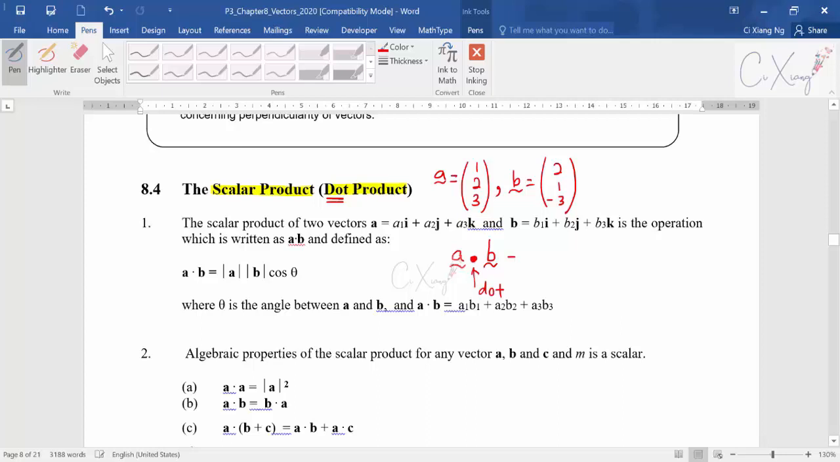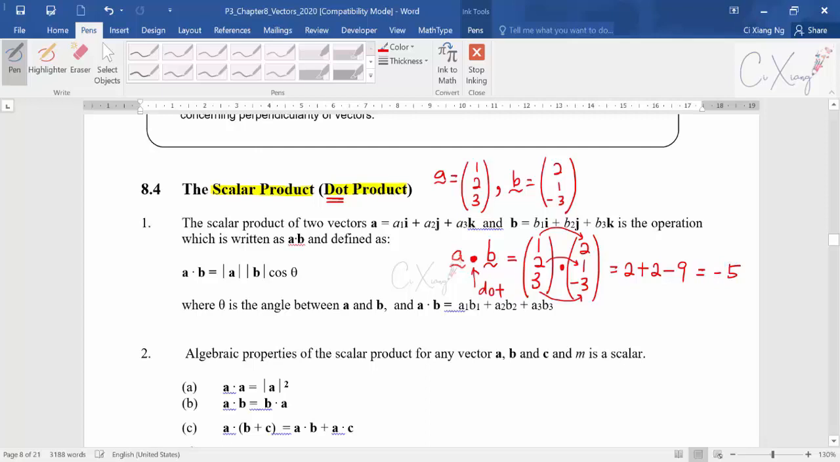So how are we going to carry out the dot product? Generally, you multiply the x with x, y with y, and the z with z components. As an example, 1 multiplied by 2, you get 2. 2 multiplied by 1, you get 2 also, and then you add them together. After that, 3 multiplied by -3, you get -9. So 2 plus 2 minus 9, you get -5.